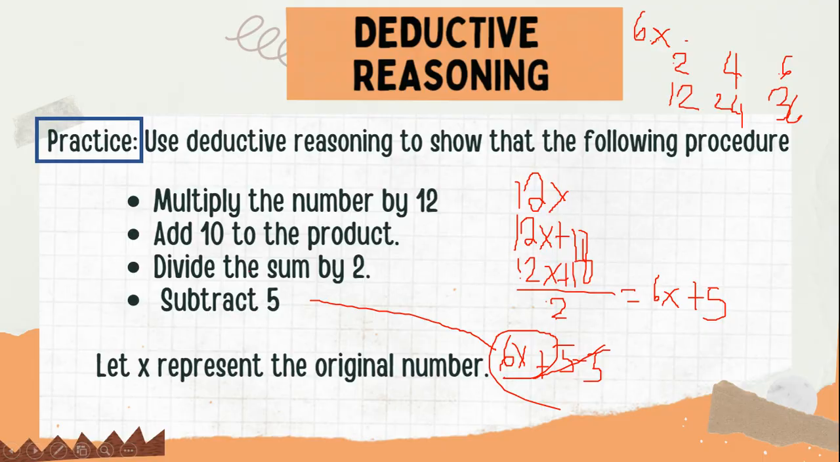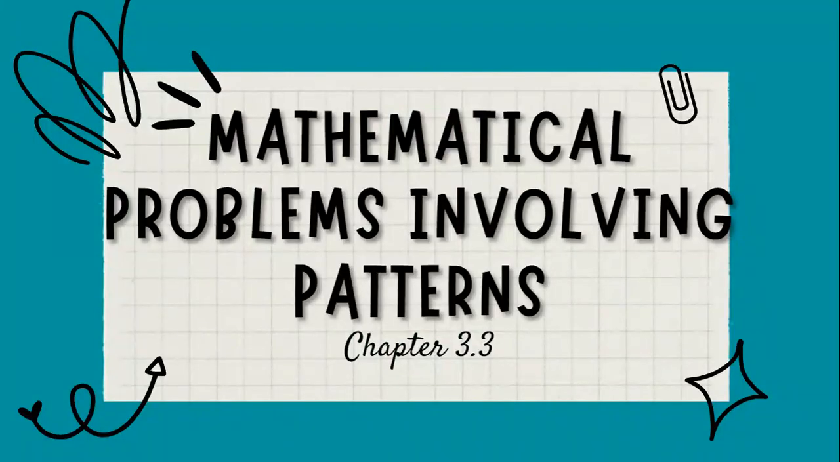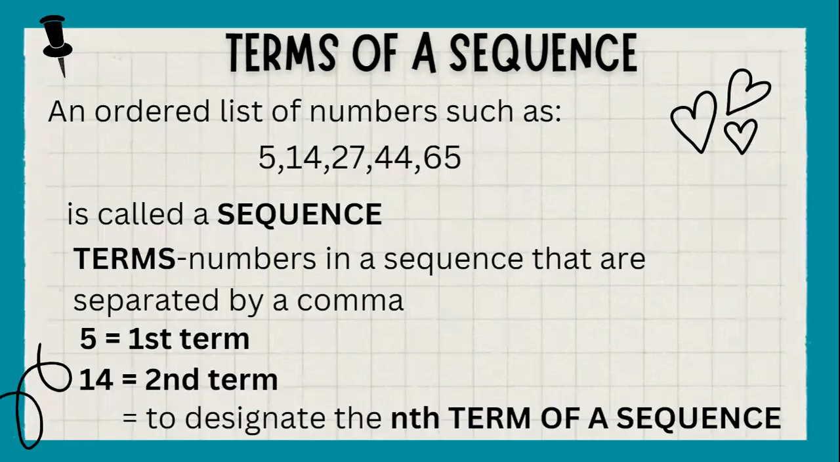Now let's go here to the mathematical problems involving patterns. So this is chapter 3.3. And first, before we start, let us first identify the basics. So an ordered list of numbers such as 5, 14, 27, 44, and 65 is called a sequence. So sequence ni siya.